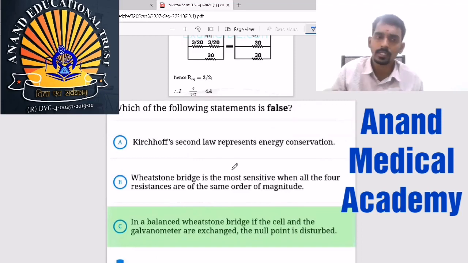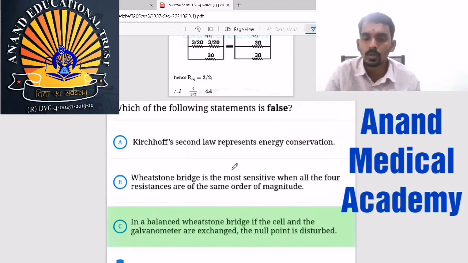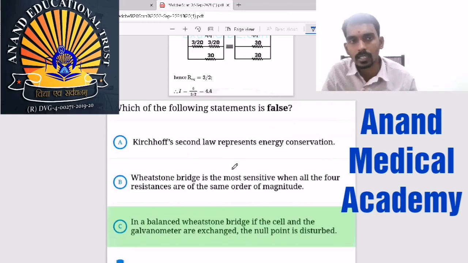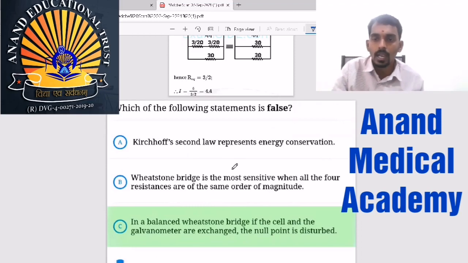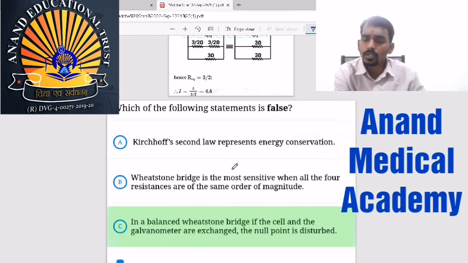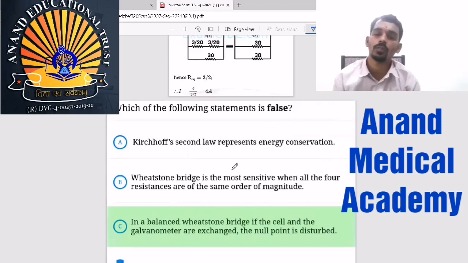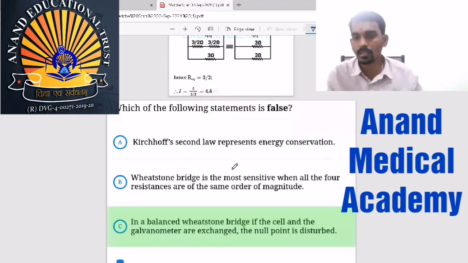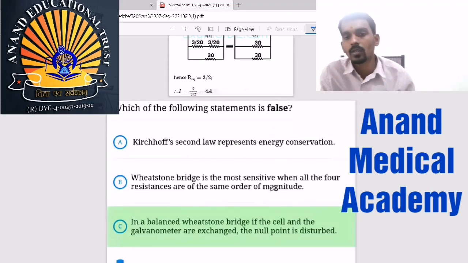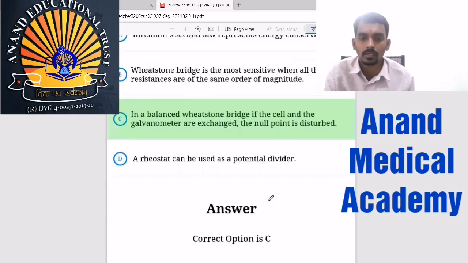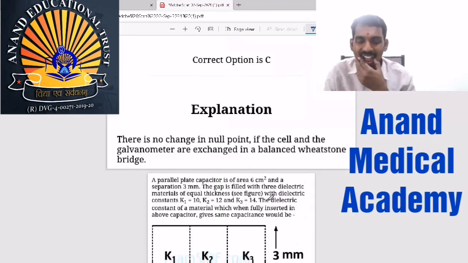Which of the following statements is false? Only one thing I will suggest: take care whether they are asking true or false. Which of the following is not correct, which of the following is correct. Then you have to check each and every option, only then will you get it. You must have the idea of each concept, only then can you answer such questions.